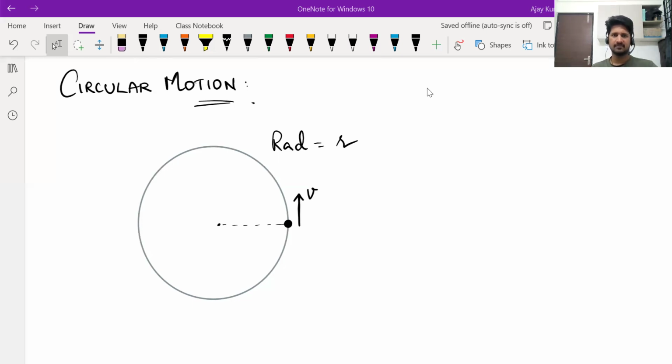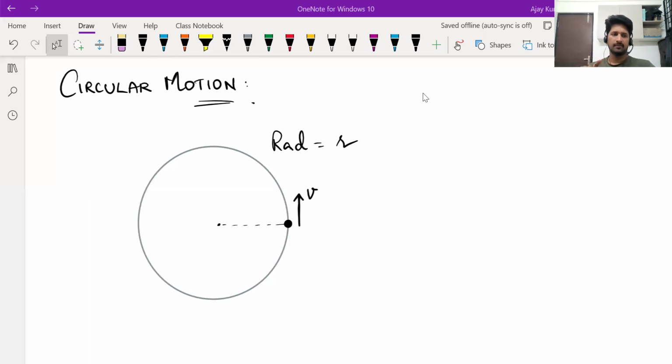Sir, it should be necessary. Why? One thing is it keeps changing direction. Yeah, that's there, and that's enough. See, for velocity to change, acceleration is necessary. Without acceleration, velocity cannot change. And velocity is a vector quantity. It includes magnitude as well as direction.